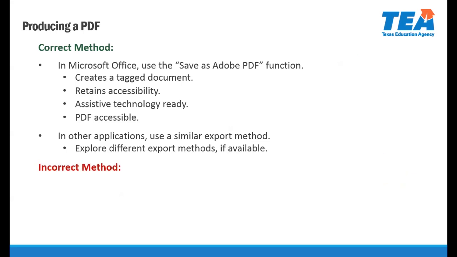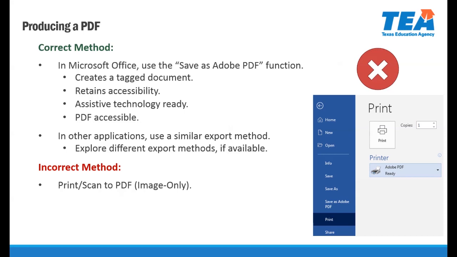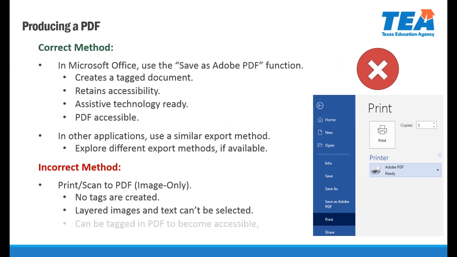The incorrect methods usually involve printing or scanning to a PDF. This produces image-only PDFs. No tags are created. The text is usually layered on the document and can't be selected or read by screen readers. And it takes a lot of effort and time to make them accessible. Sometimes the document is just impossible to make accessible.